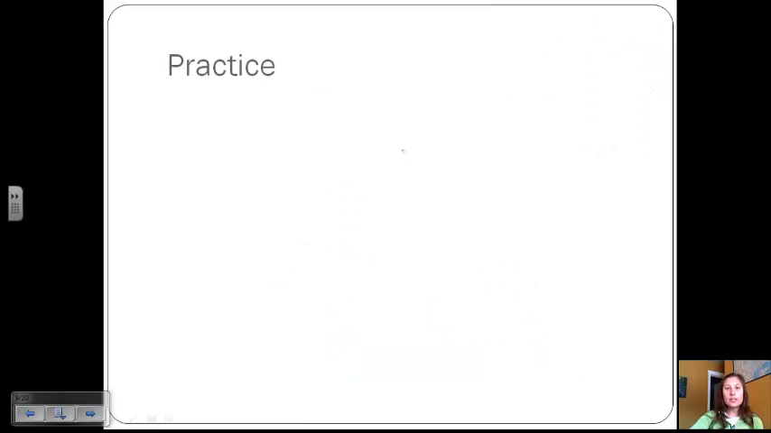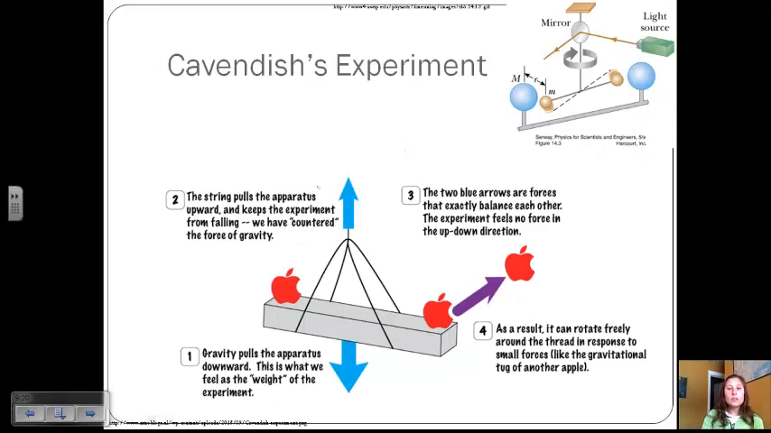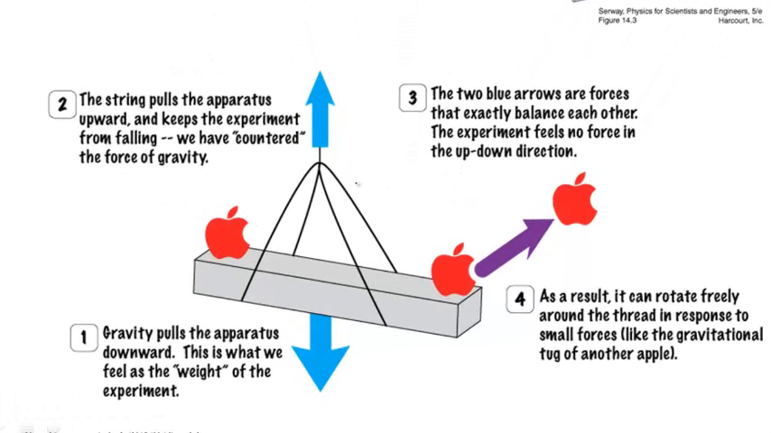So let's take a look at Cavendish's experiment. What he did in general is he put this object on a teeter-totter almost, and he used a string to hold it to keep it even. And so step one is that gravity pulls the apparatus down, and this is what we feel as the weight, the weight of the experiment. Okay, so this blue arrow here is representing that weight.